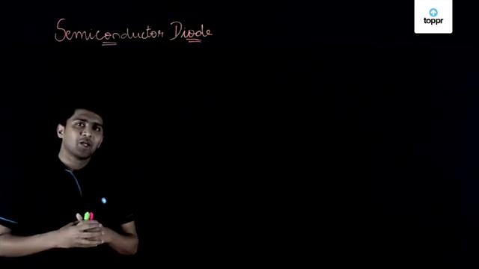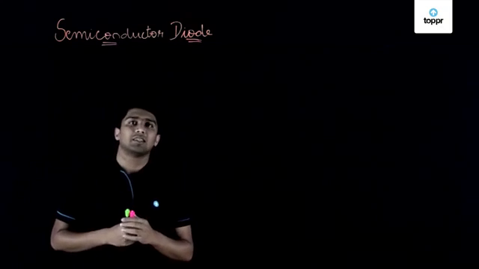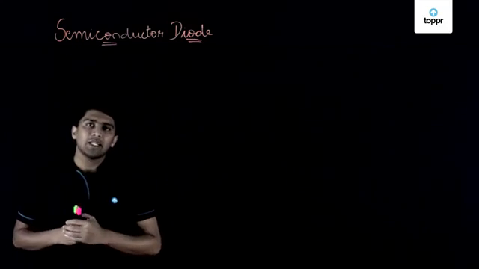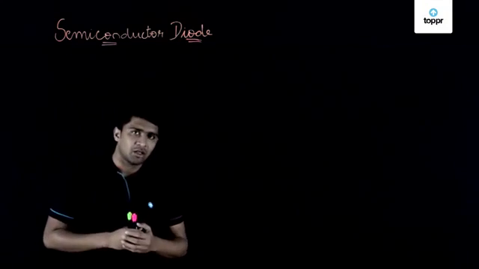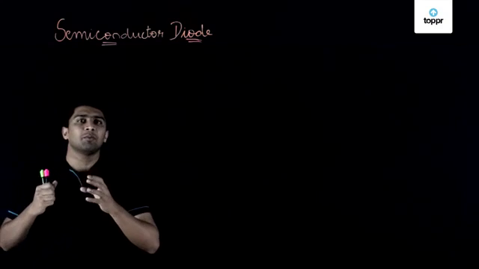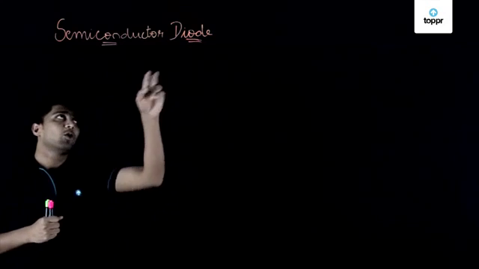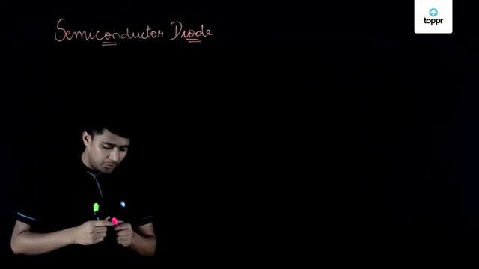Hello students, today we are going to discuss a semiconductor device, which is a diode. As we have already discussed the PN junction, today we are going to learn about the application where we are using the PN junction and what we are doing with the PN junction. So we are starting with the diode.